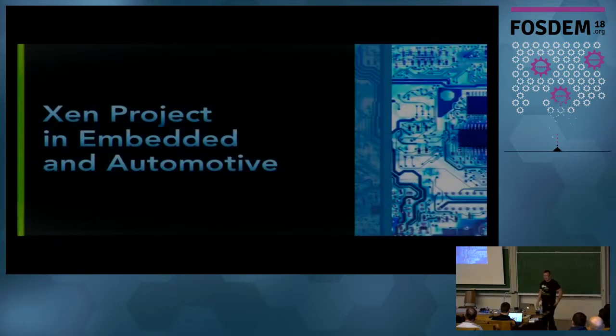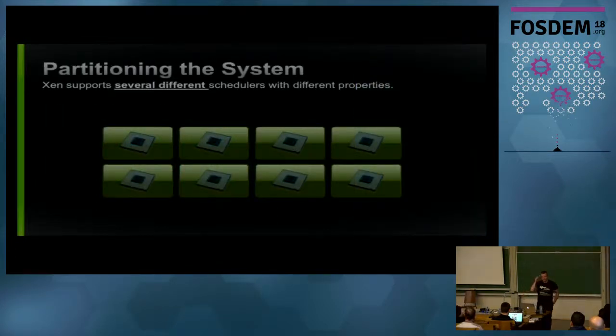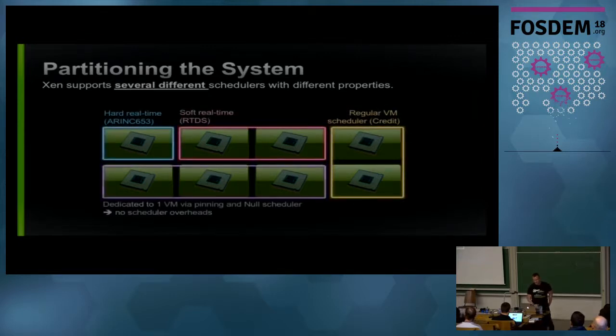Now, embedded and automotive. One of the interesting things is being able to partition the system. In Xen, we have a lot of different schedulers with different properties, and you can assign these schedulers to different groups of CPUs on the system. We have an ARINC scheduler with a hard real-time standard, a soft real-time scheduler, a regular VM scheduler, and then the capability to pin virtual machines to CPUs without overhead using the entire management stack. It still gives you those virtualization boundaries and all the tools, so it's a very attractive proposition.